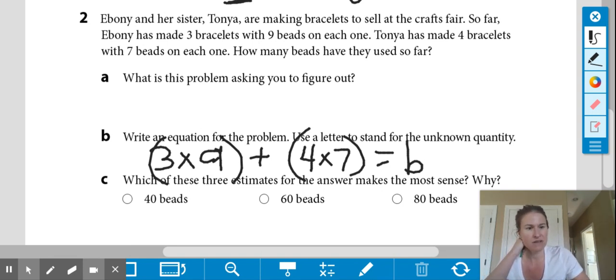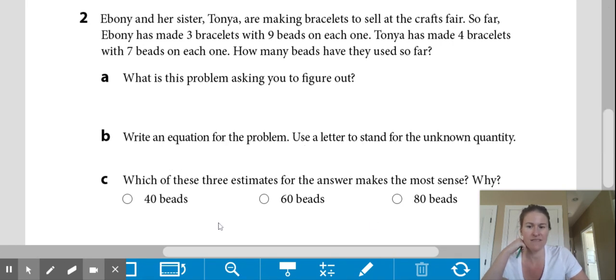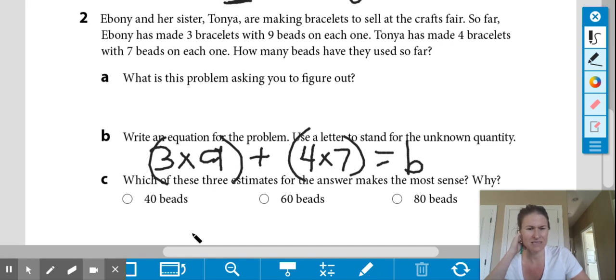But before I solve it, there is one more math skill that sometimes we have to work on, and that's this. Which of these 3 estimates, estimate about how many for the answer, makes the most sense? Okay, 40 beads, 60, or 80, and why? So what I do for this is I might just think about how many beads that is. She's made 3 bracelets with 9 on each. Well, that's close to 3 by 10, which would be 30. So if this is 30, this side looks like it might have a lot more than 30, 4 by 7 beads, 7 on each. It definitely can't be 40.